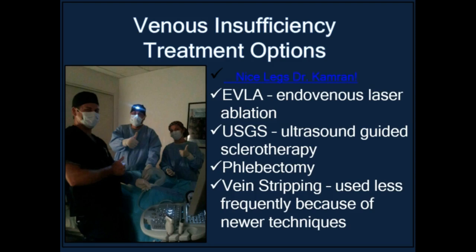Nice legs, Dr. Cameron. This option, EVLA or endovenous laser ablation, is one option for venous insufficiency. Another is USGS, ultrasound-guided sclerotherapy, in which a solution is injected directly into the vein. Phlebectomy, or the removal of that vein, is also a possibility. Vein stripping is used less frequently because of these newer techniques.